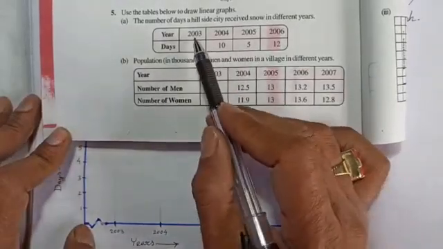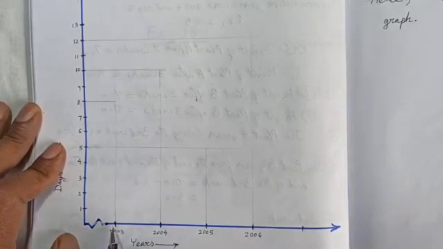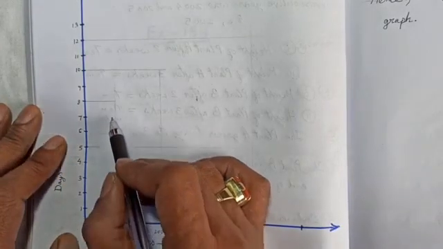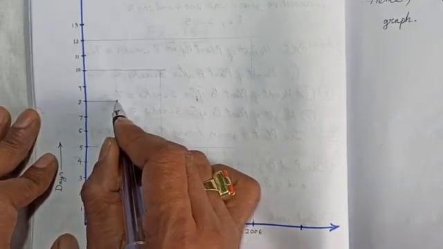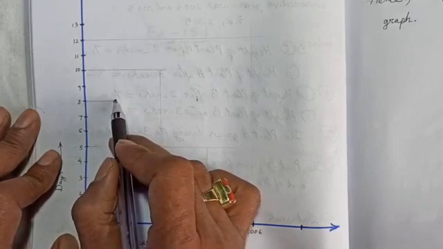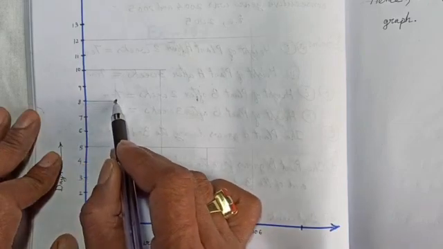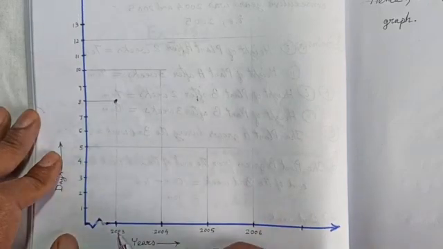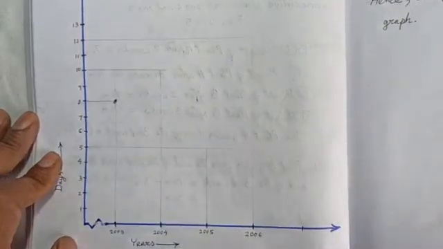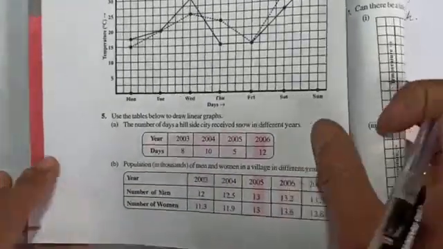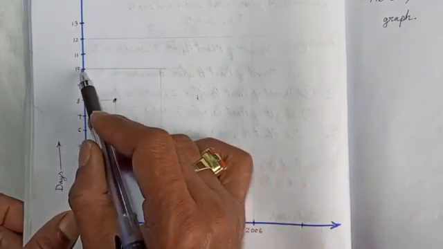Now let's see the table. So in 2003, this is 8. So here is 2003. Through this 2003, we have drawn a line. And this is 8 days, so again we are drawing a line and we are getting this point. So this point represents the year 2003 and 8 days. And next is 2004 and 10. This is 2004, and we are drawing a line, and this is 10 days, and we are getting this point.